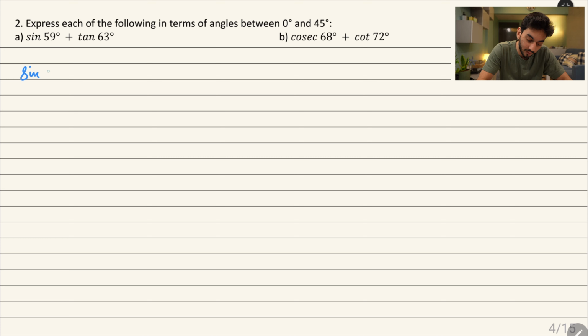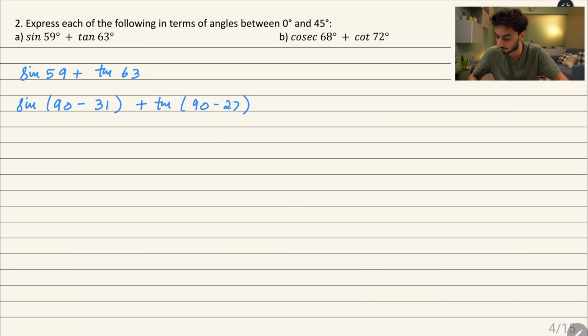So, sine 59 plus tan 63. Now, 59 can be written as 90 minus something. Okay, we'll have to think in that way. So, it can be written as sine of 90 minus 31. Okay, 90 minus 31 is 59, plus tan of 63 can also be written as 90 minus, how much is it? 27. Let me just confirm. Is 90 minus 27 equal to 63? Yes, it is true. And 90 minus 31? Yes, it is 59.